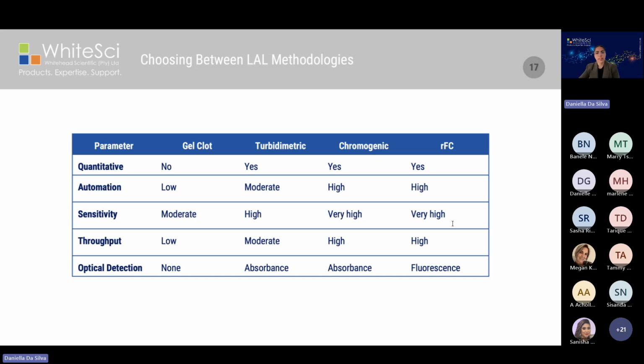So when selecting a method, it's important to consider factors such as what is the required sensitivity? What is our sample throughput? What are our automation requirements? Do we have the available instrumentation? What are our regulatory expectations? And what are our long-term workflow objectives? Are we planning on maybe incorporating RFC or a higher throughput within our lab?